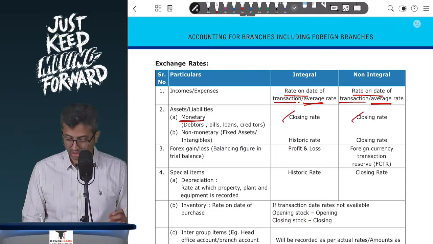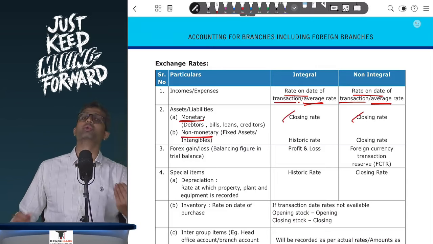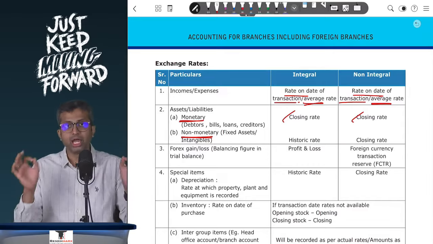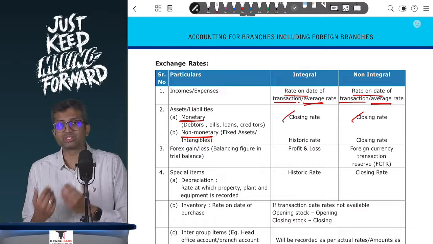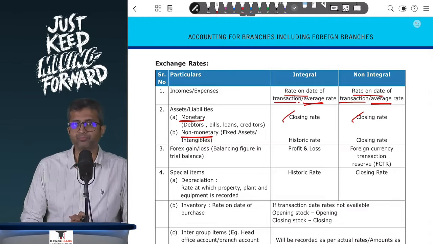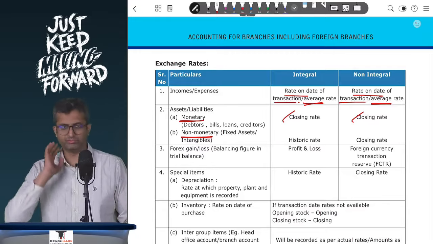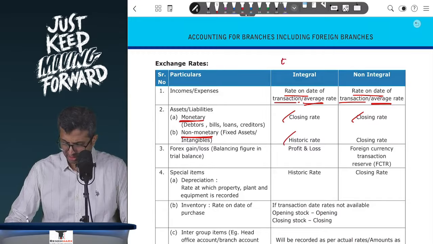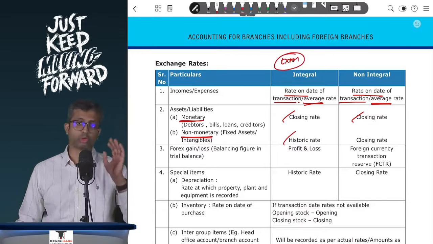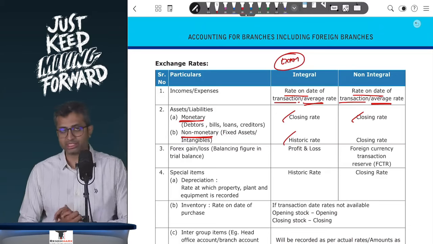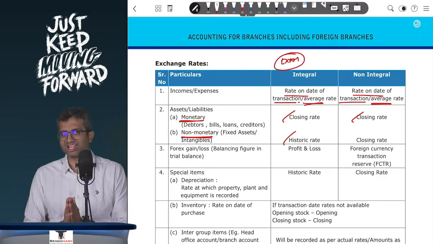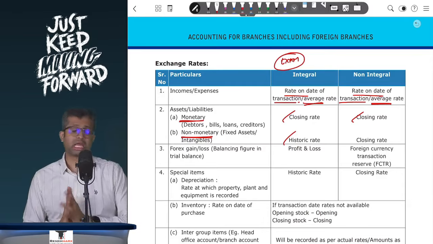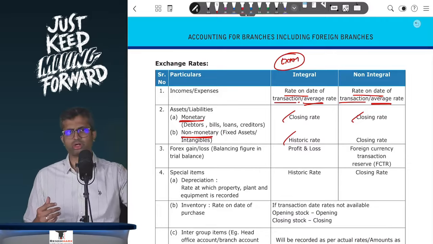But non-monetary items are not convertible into a fixed or determinable monetary value, like a fixed asset or an intangible or an inventory. They will usually be converted at the historic rate for an integral branch, whereas for non-integral, they will also be converted at the closing rate. So if nothing is given in the exam, it is for a branch. The Institute has solved almost every question using an integral branch only, and hence these non-monetary items will usually go at the historic rate.